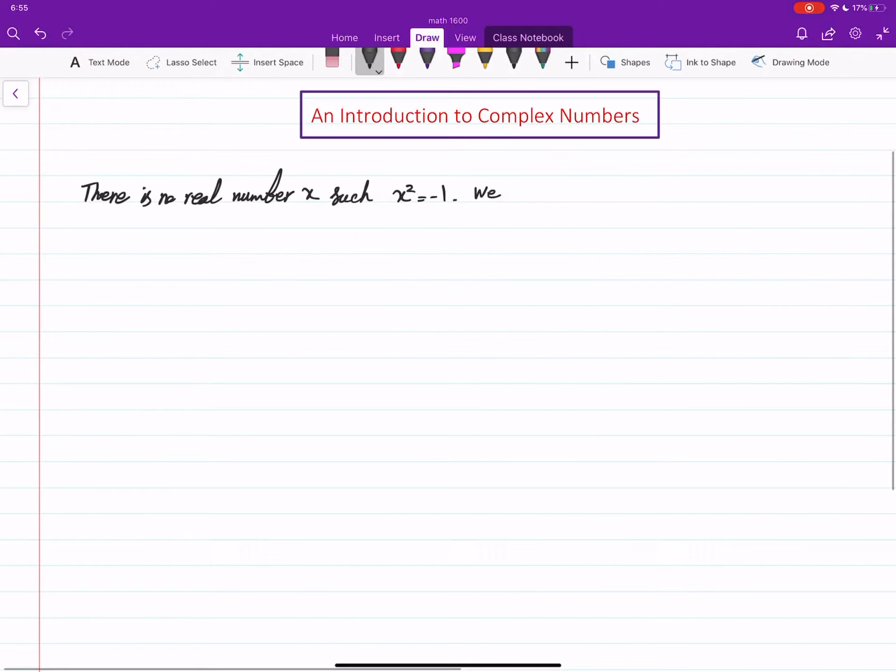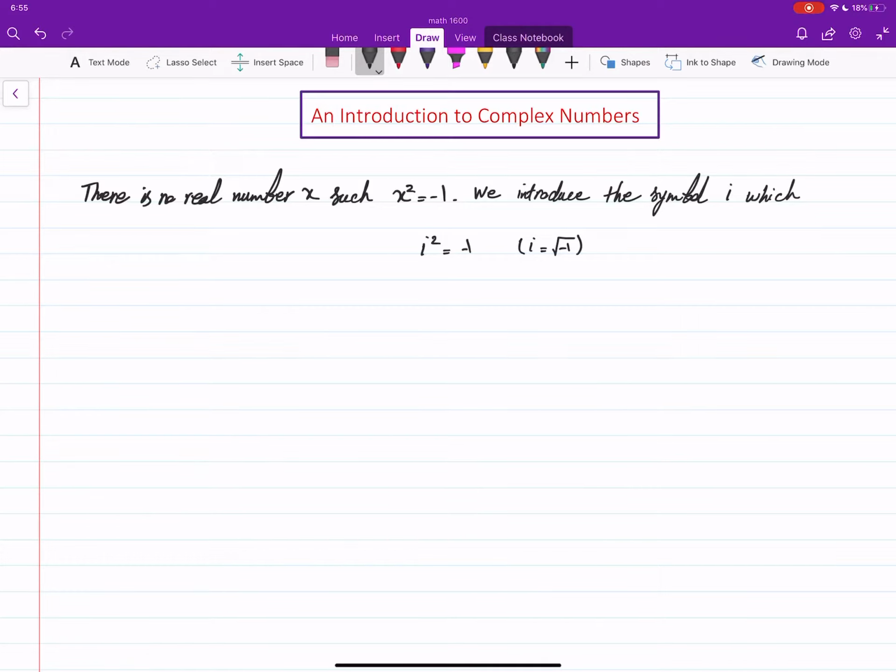We introduce the symbol i, which has this property: i squared is equal to -1. Or in other words, i is root -1.